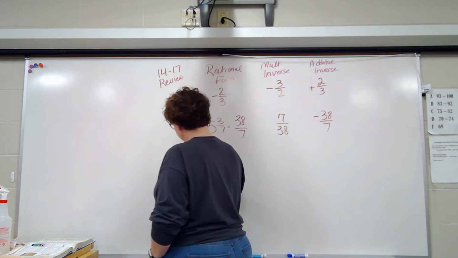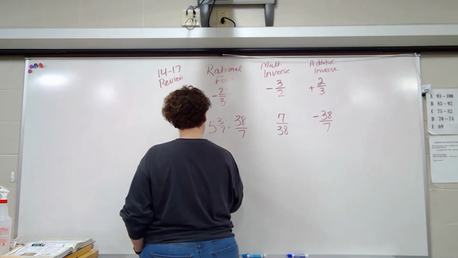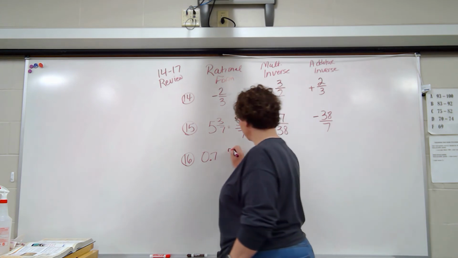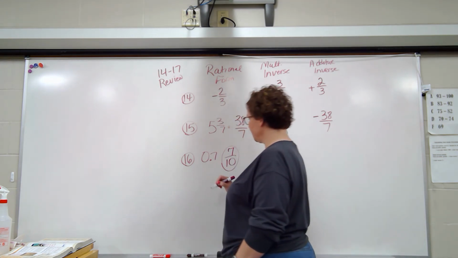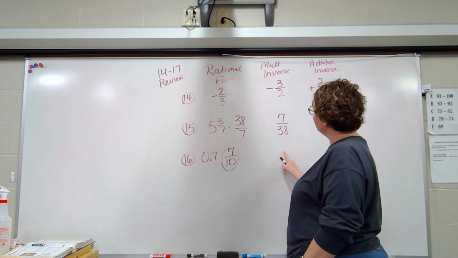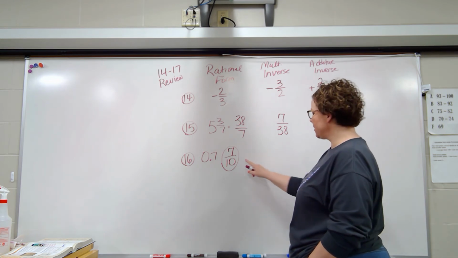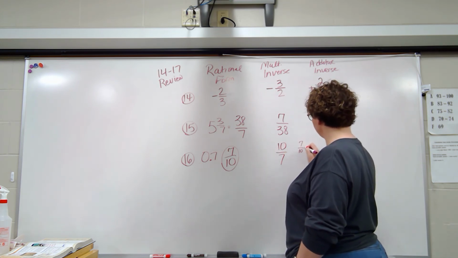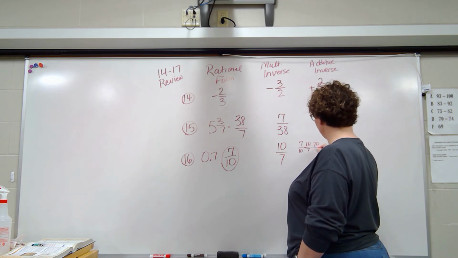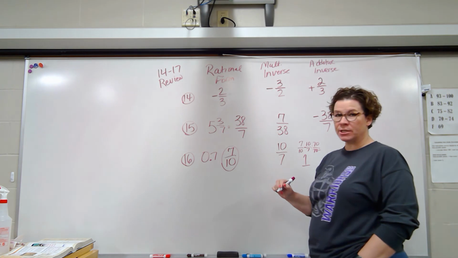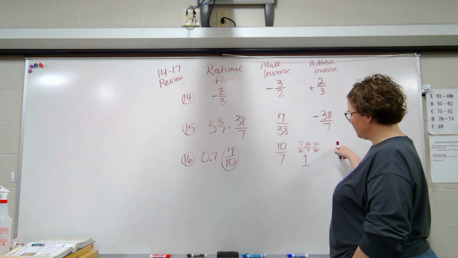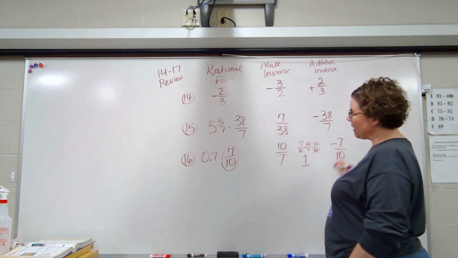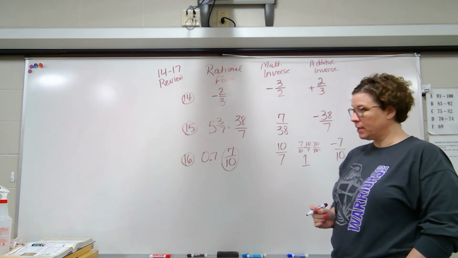Number 16 gives us 0.7. 0.7 is the decimal form of the fraction 7 over 10. So there's the answer to that part of it. The multiplicative inverse of 7/10 is 10 over 7, okay? Because if I multiply 7/10 times 10 over 7, I get 70 over 7, which is 1. Just double checking my work here. And then the additive inverse, if I'm adding 7/10, I'm going to subtract 7/10. That's going to be my additive inverse, okay?